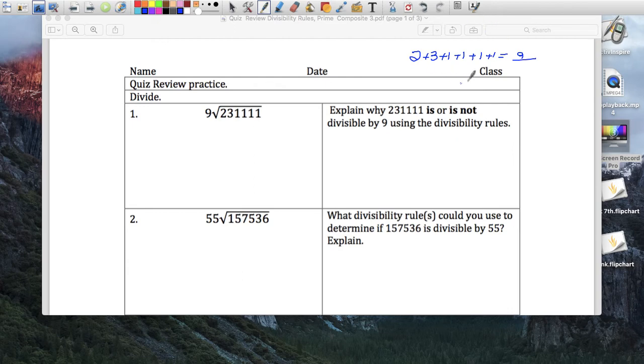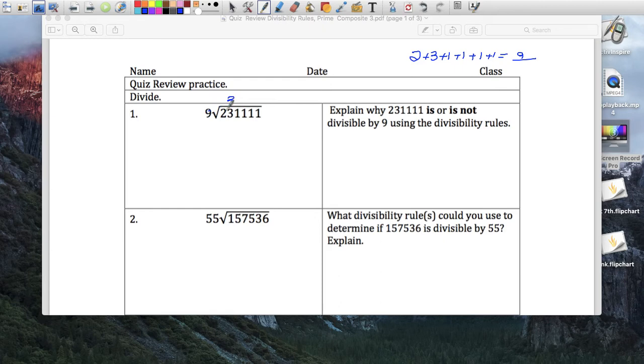If the sum is divisible by 9, then the whole number would be divisible by 9. So what I'm asking you to write here would be exactly that. I added all the digits, and if the sum is divisible by 9, then the whole number would also be divisible by 9. In this case, it is. So when you divide here, you shouldn't see a remainder at all. So let's see if that works out.